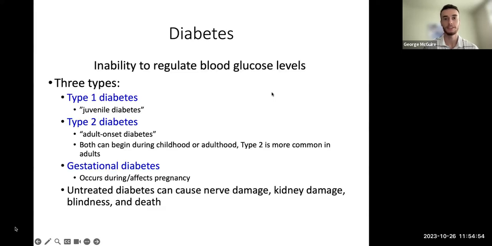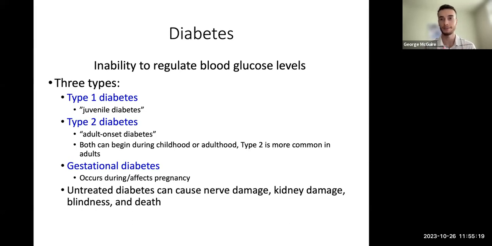So anyways, starting with diabetes, all three types of diabetes are related to the inability to regulate blood glucose levels. So your body's regular systems that are in place to try to control how much glucose is flowing in our blood, and thus controlling our energy source to our cells, have been disrupted in some way, and that produces diabetes.